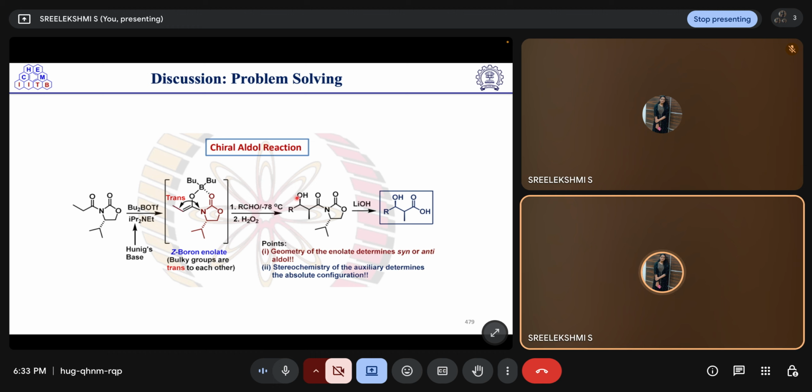So this syn or anti-aldol will be controlled by the enolate geometry, that is whether this enolate is Z or E. So Z enolate will give syn-aldol, E enolate will give anti-aldol. And the absolute configuration, whether the incoming electrophile will be above or below, will be controlled by the chiral auxiliary. So the stereochemistry of the auxiliary determines the absolute configuration. So those are the two points which we have to consider while doing chiral aldol reaction.